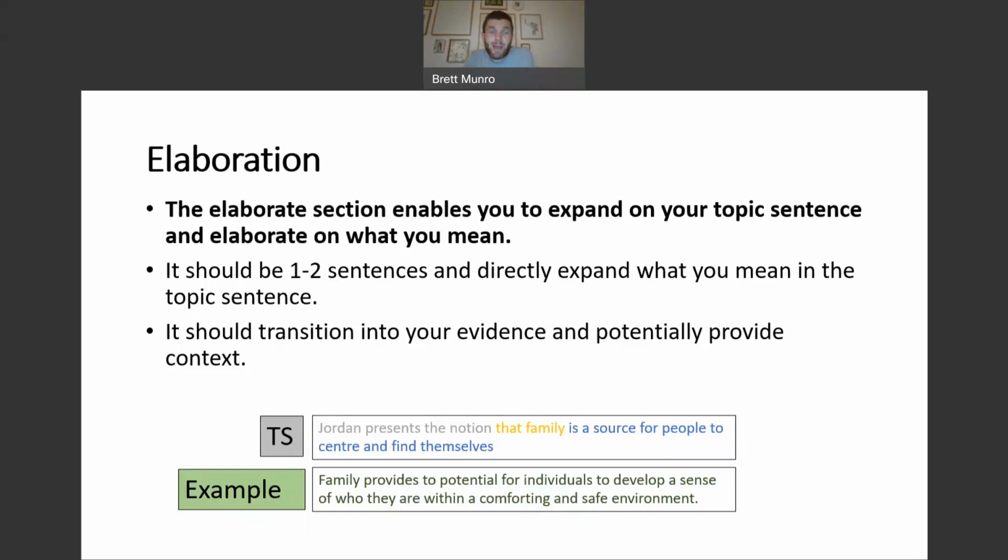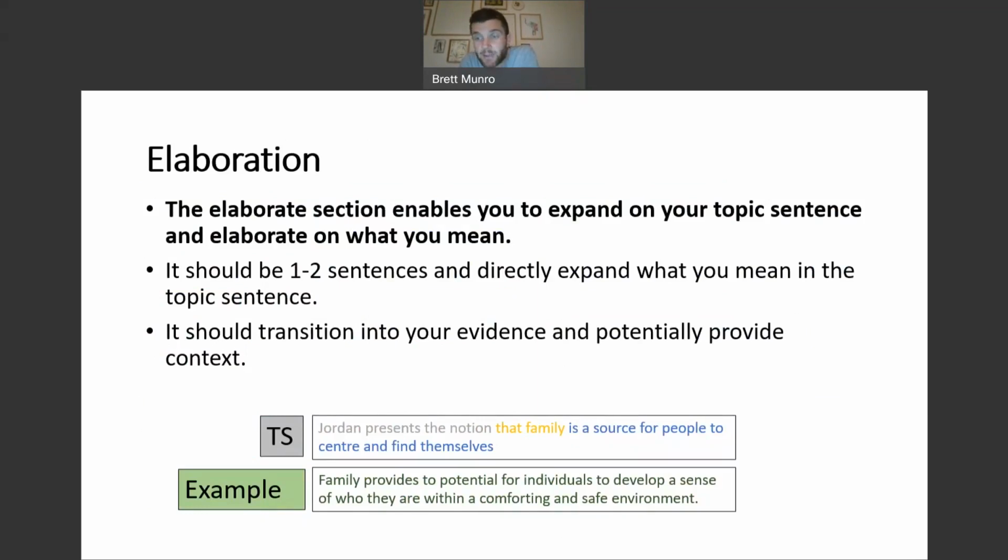And here we have just an example of how you could elaborate on your topic sentence from one of our examples here. We have our topic sentence. Jordan presents the notion that family is a source of people to center and find themselves. Family provides the potential for individuals to develop a sense of who they are within a comforting and safe environment. So it's essentially just explaining exactly how and why people are able to center and find themselves due to their family. In this case, it's because they are able to do so within a comforting and safe environment.